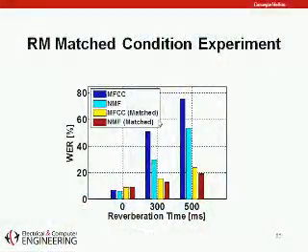These are again RM matched condition experiments. Again we see that the baseline improves a lot, but we still get additional improvement. This is again a multi-style condition. It has a database from all these conditions here. So again the improvement is about 15 or 20% relative reduction in error rate.